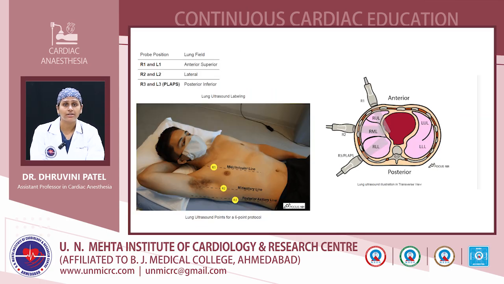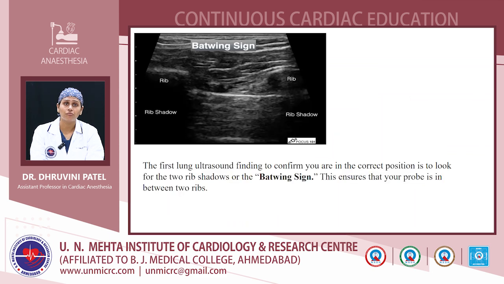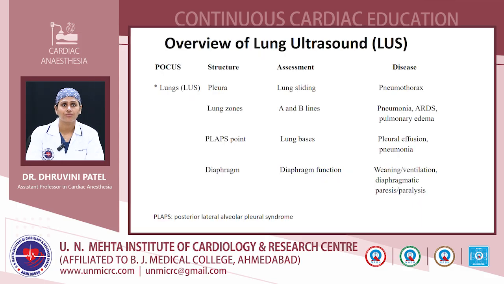There are different zones used for lung ultrasound: the left side zone and right side zone, anterior, lateral and posterior. This image shows the lung ultrasound points, the 6 points protocol. Probe position in the mid-clavicular line, mid-axillary line and posterior axillary line correspond to the lung fields anterior superior, lateral, and posterior inferior respectively. First, lung ultrasound findings confirm you are in the correct position: look for the Batwing sign. This ensures that your probe is between two ribs.